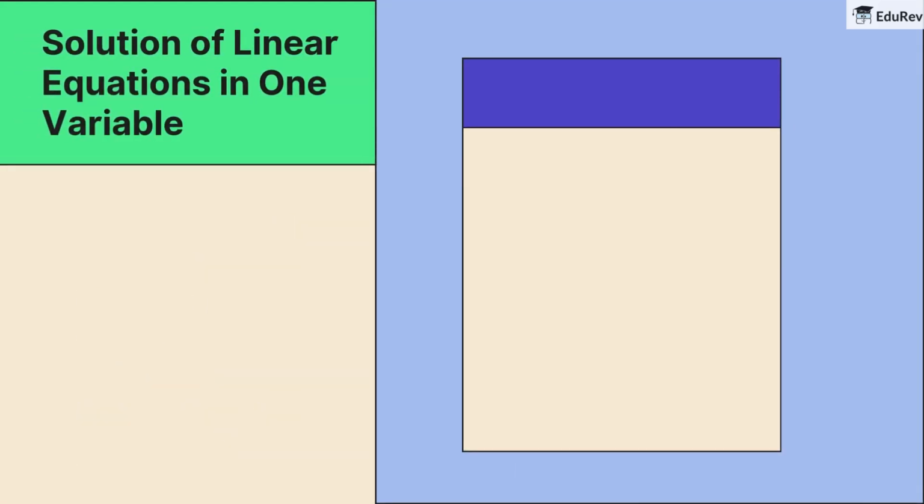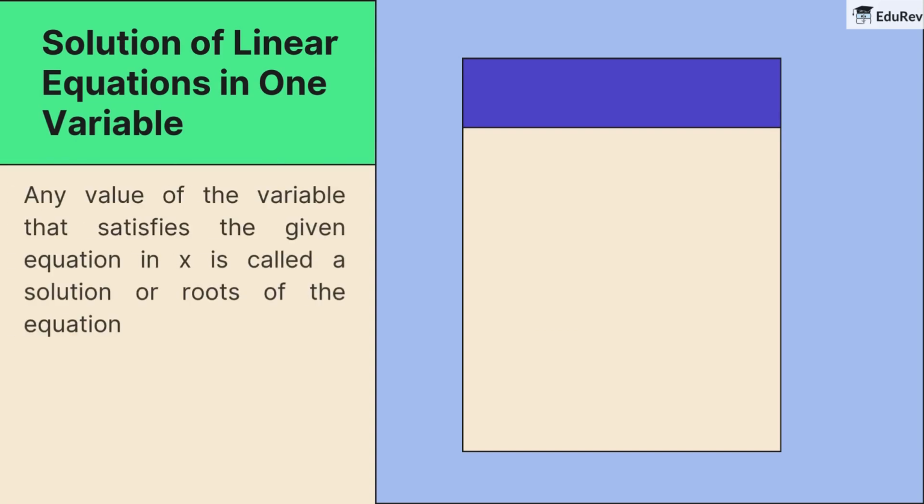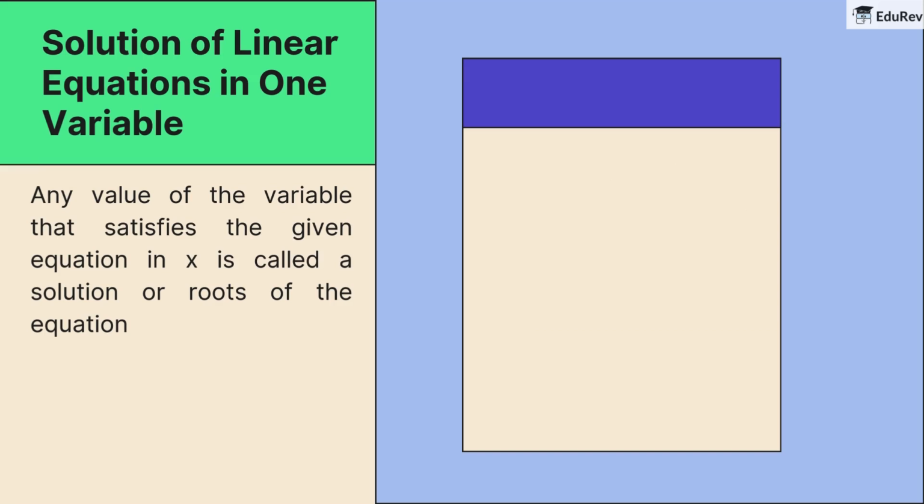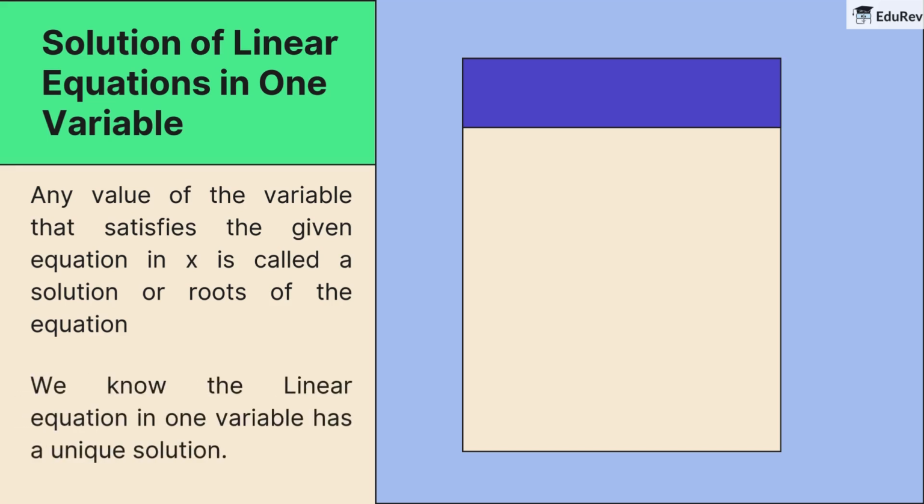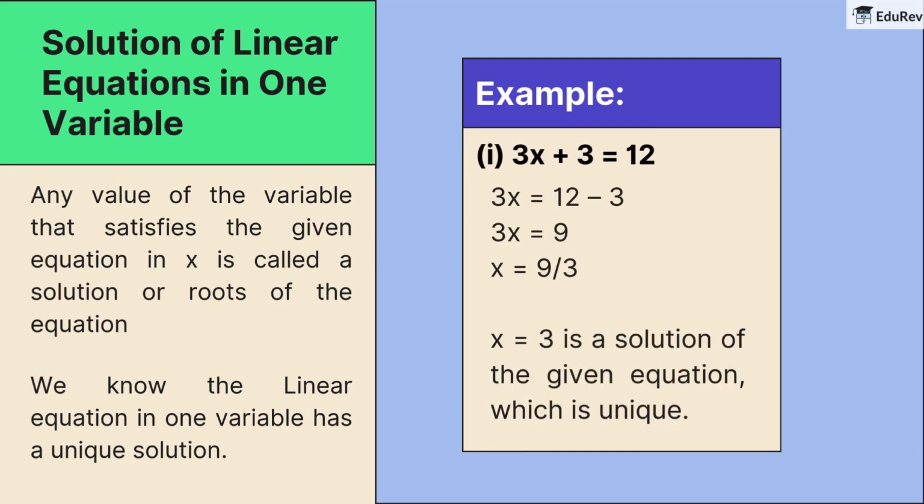Next, let's look at the solution of linear equations in one variable. Any value of the variable that satisfies the equation in x is called a solution or root of the equation. We know that a linear equation in one variable has a unique solution. For example, in the equation 3x + 3 = 12, we can simplify it to find that x = 3 is the unique solution.